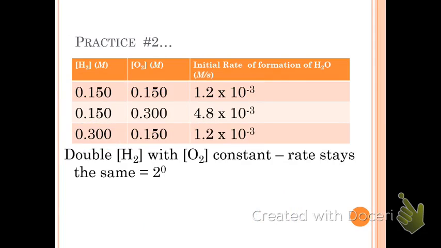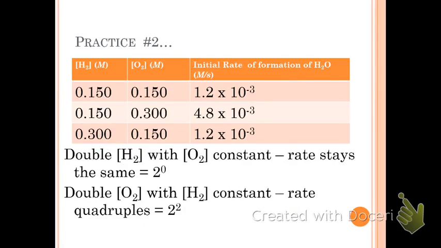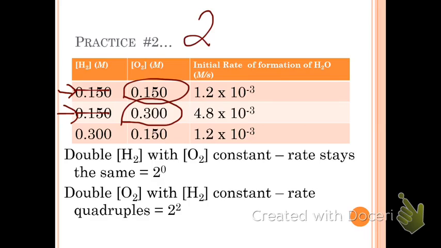If I look at the O2, this time my O2 is doubling, but I want my H2 to stay constant. For that, I'm going to use experiment 1 and experiment 2, because in experiment 1 and 2 my hydrogen stays the same. In experiment 1, I have 0.15 of oxygen. In experiment 2, I have 0.3, which means there is a doubling.